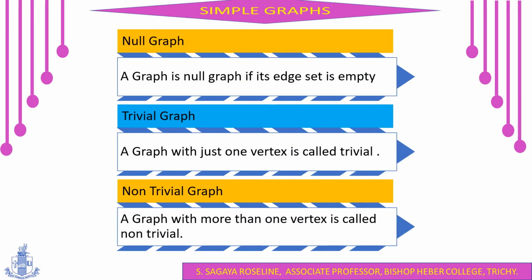Here, a null graph is a graph whose edge set is empty. That means we have only the vertex set. There is no edge. Coming to the trivial graph, it is a graph with just one vertex, where we don't have any restriction for edges. We have only one vertex, which means there is no edge. With only one vertex, we can call that graph a trivial graph. A graph with more than one vertex is called a non-trivial graph. Here there is no restriction on edges. We can have more than one edge also.